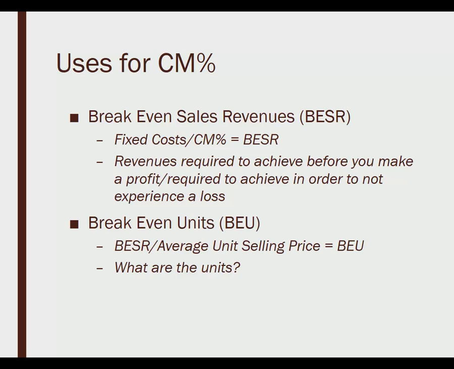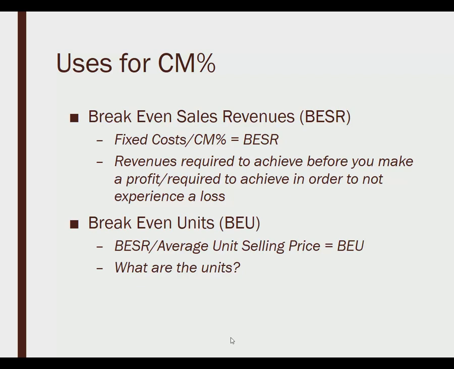Now once we have this information, we can start to figure out our break-even sales revenue, or BESR. We can do that by dividing our fixed costs by our contribution margin percentage. That's going to tell us the revenues that we need to achieve before we can make a profit, but also required to achieve in order to not experience a loss. That's why we do this math: to analyze at what point in revenues we are going to start making money, but also at what point revenues we will have not lost any money.